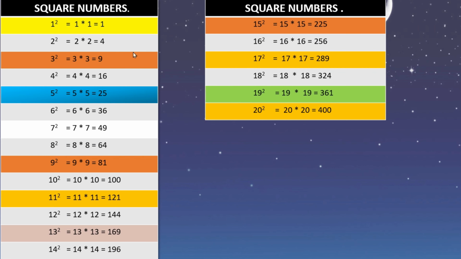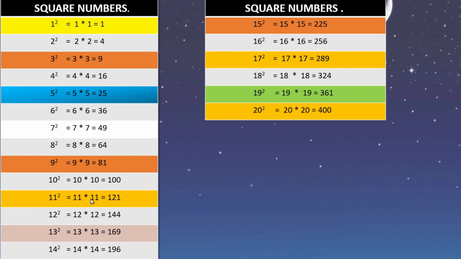These are all the square numbers table. 1 square is 1 into 1, 1. 2 square is 2 into 2, that is 4. 3 square is 9. 4 square is 16. 5 square is 25. 6 square is 36. 7 square is 49. 8 square is 64. 9 square is 81. 10 square is 10 into 10, that is 100.